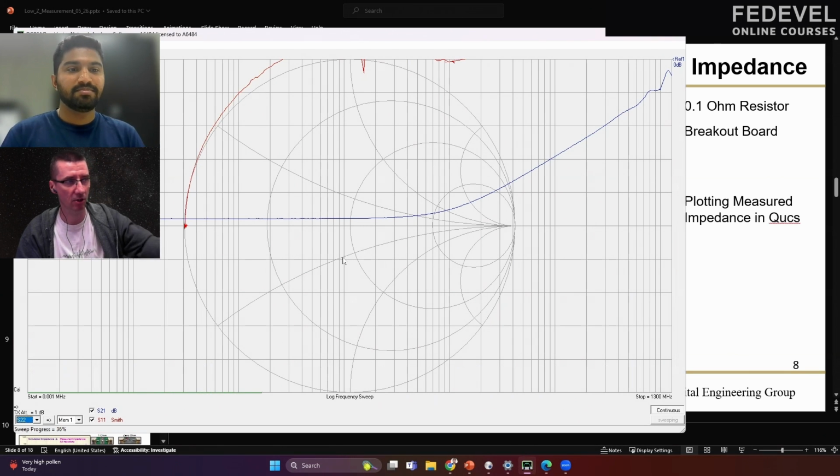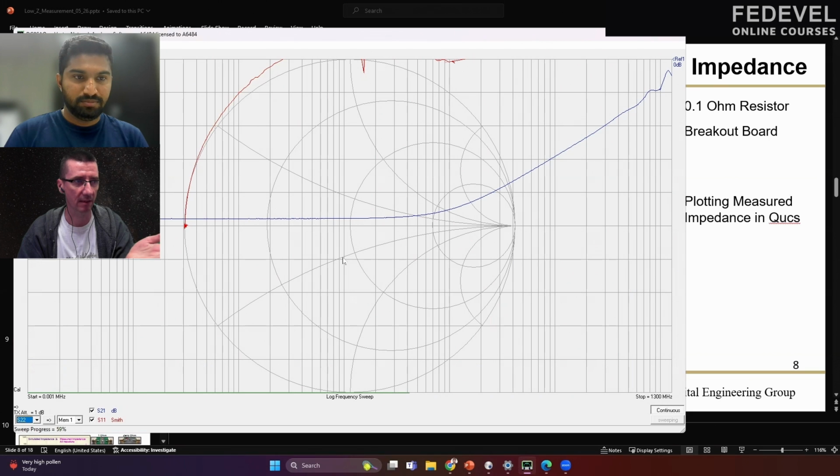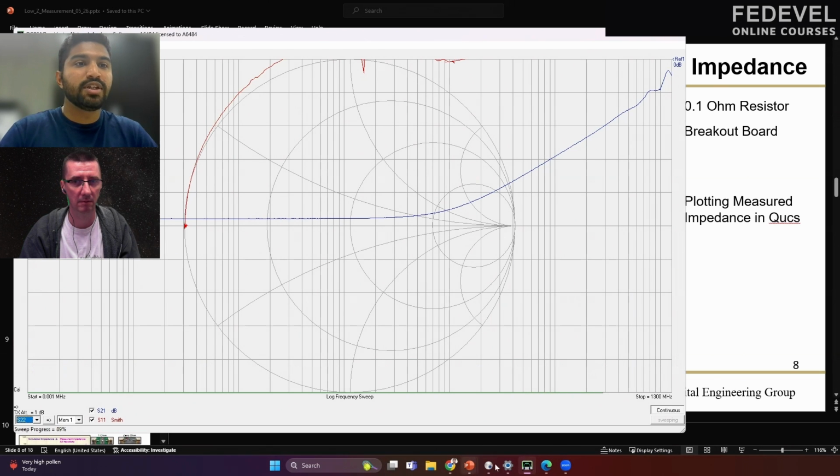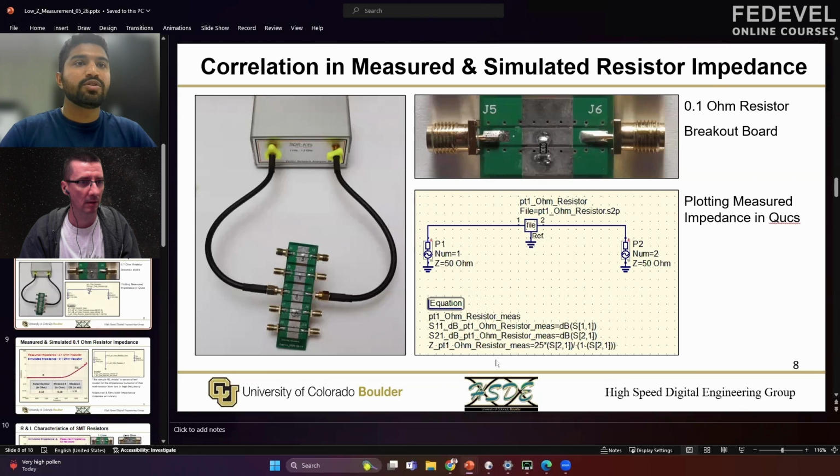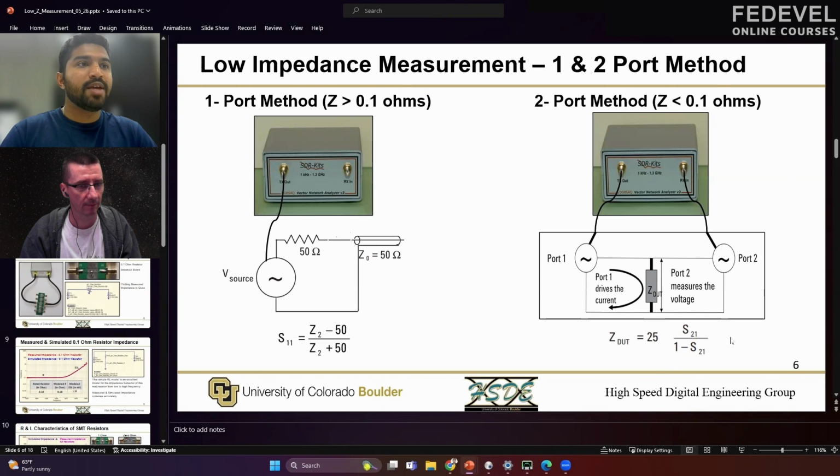Yeah, but basically the shape of this graph should still be kind of the same. Just when we go through the equation, we get the real numbers. Yes, the shape should be the same. Why? Because if you see the equation, it is 25 times something that plays around with S21. We are just playing with some algebraic expressions here, but the shape that we get is more or less the same.